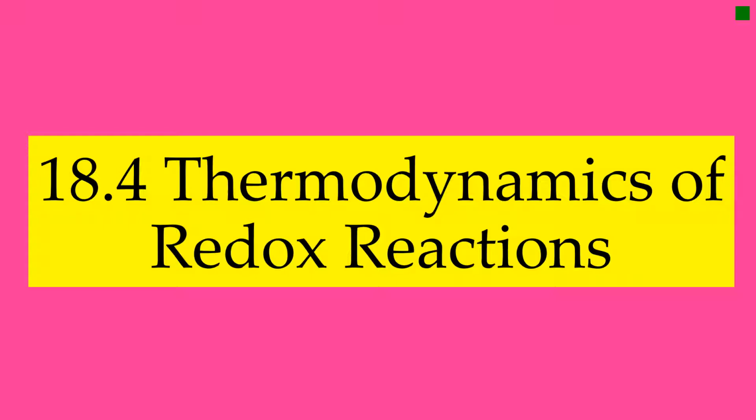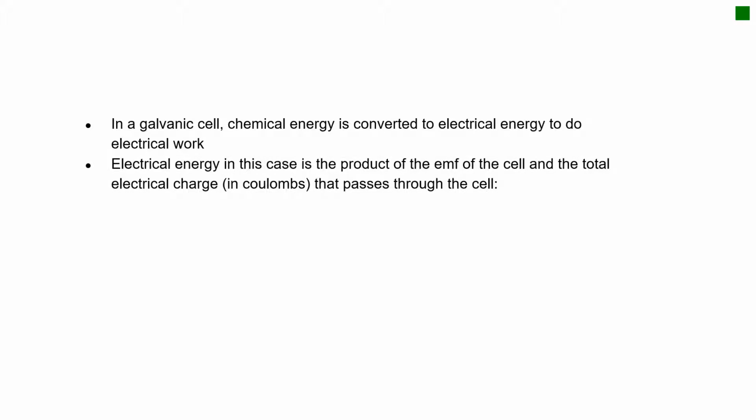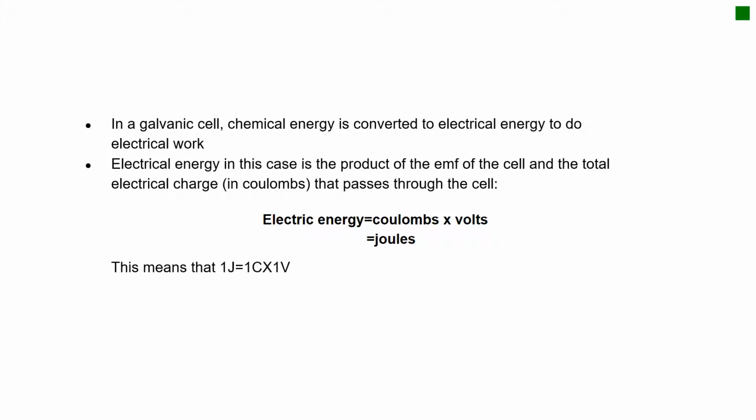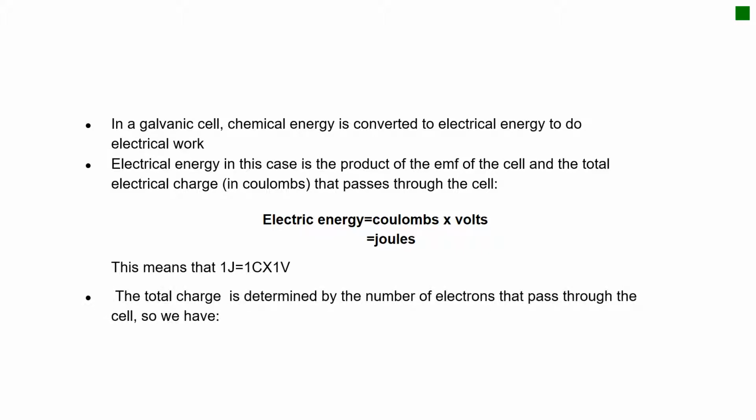So now we're going to go over 18.4, which is the thermodynamics of redox reactions. In a galvanic cell, the chemical energy is converted to electrical energy to do electrical work, for example, running an electric motor. Electrical energy in this case is the product of the EMF of the cell and the total electrical charge in coulombs that passes through the cell, which is represented by electric energy equals coulombs times volts, which will equal joules, meaning that 1 joule equals 1 coulomb times 1 volt. The total charge is determined by the number of electrons that pass through the cell. So we have total charge equals number of electrons times the charge of one electron.